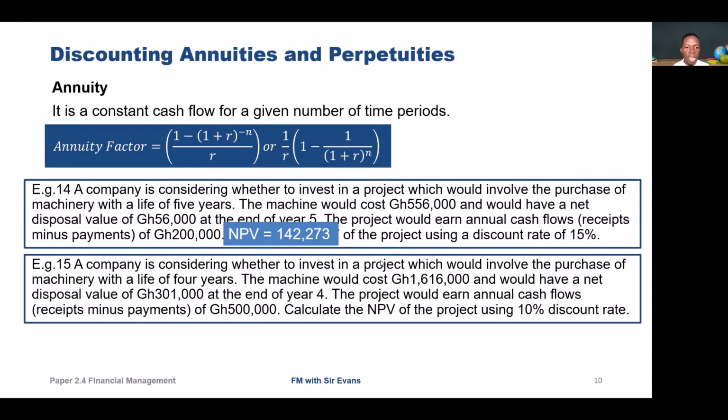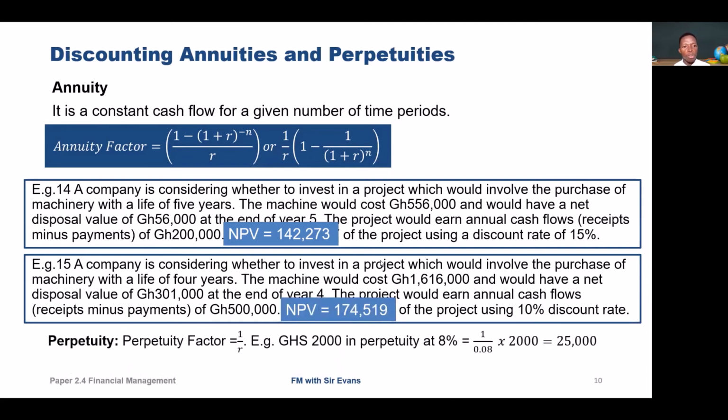So we apply the discounting annuity factor on this 500,000 over the 4 years. So the annuity factor will be 1 minus 1 plus 10% raised to the power minus 4, all over R. And we just multiply that annuity factor by the 500,000 to get the present value for those annual cash flows. We add that to the present value of the initial outflow and the present value of the disposal inflow, and that will give us an NPV of 174,519.